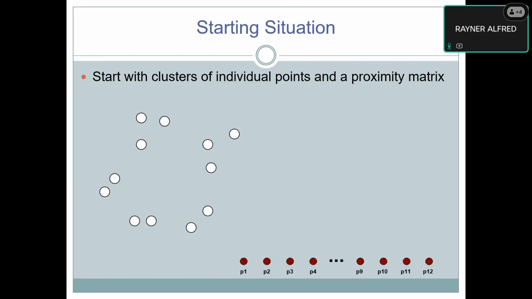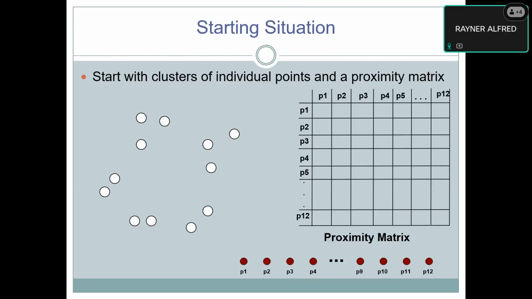So before we can do that, we need to get this proximity matrix. That means we need to know what is the distance between P1 and P2.